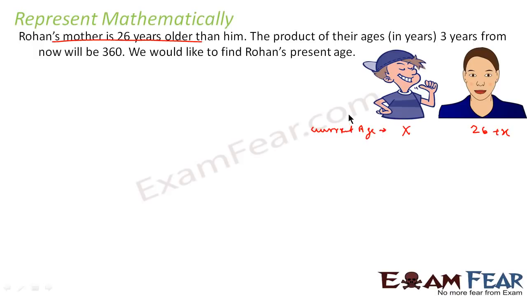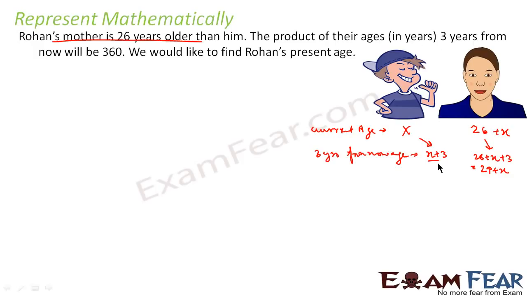Now the question says the product of their ages 3 years from now. Rohan will be x plus 3, because if the current age is x, after 3 years it will become x plus 3, and mom will become 26 plus x plus 3, that is 29 plus x. So the age of Rohan after 3 years is x plus 3, and the age of the mother after 3 years is 29 plus x.